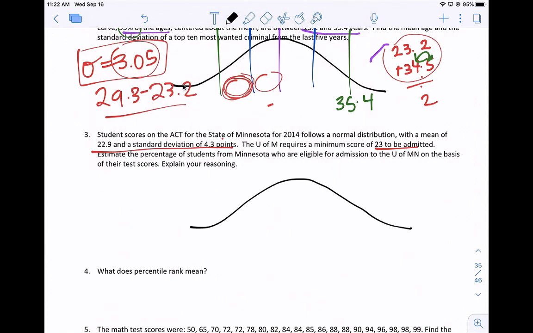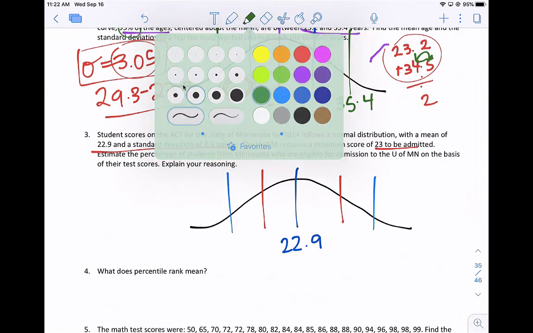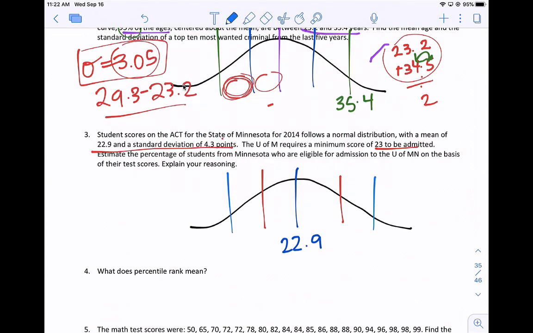Here's our normal distribution. And the average is 22.9. Standard deviation is 4.3. So we'll go ahead and go out 3 standard deviations. Oopsies, that was a highlighter. Okay, so we're going to add 4.3 as we go to the right, subtract 4.3 as we go to the left, and really what we're looking for is this number 23. Oh, and that's right in the center, right? So this is about 23.